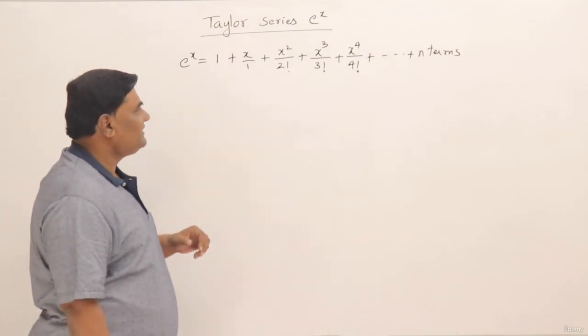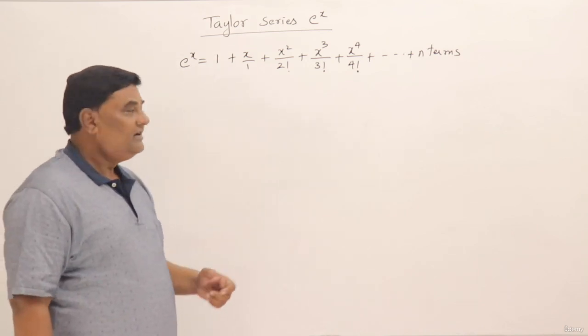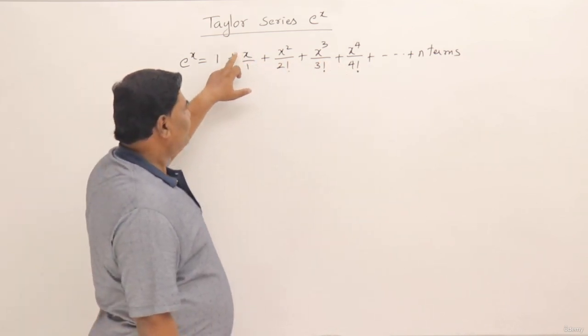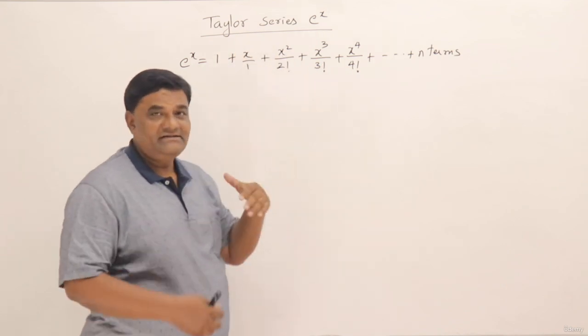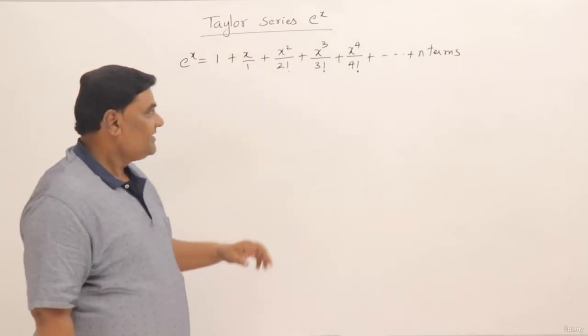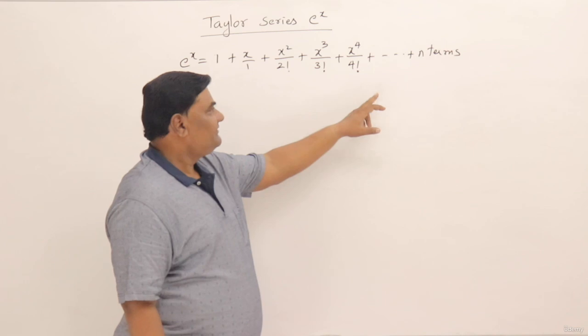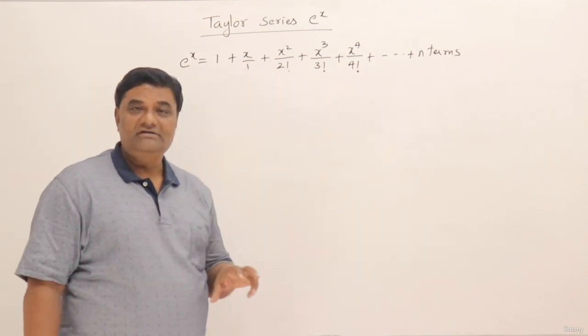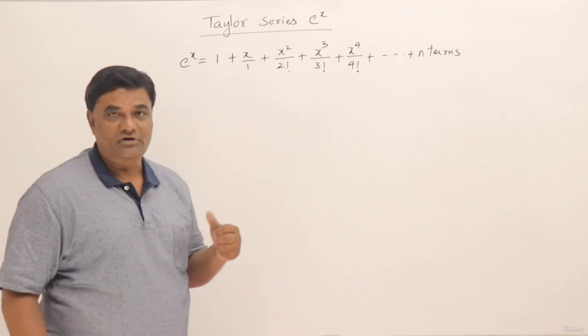If you observe, there are 3 operations performed in this one. One is the summation of terms, and another one is the power of x. X is raised to powers every time. Then in the denominator there is a factorial of 1, factorial of 2, 3, 4, and so on. So there are 3 values involved here.